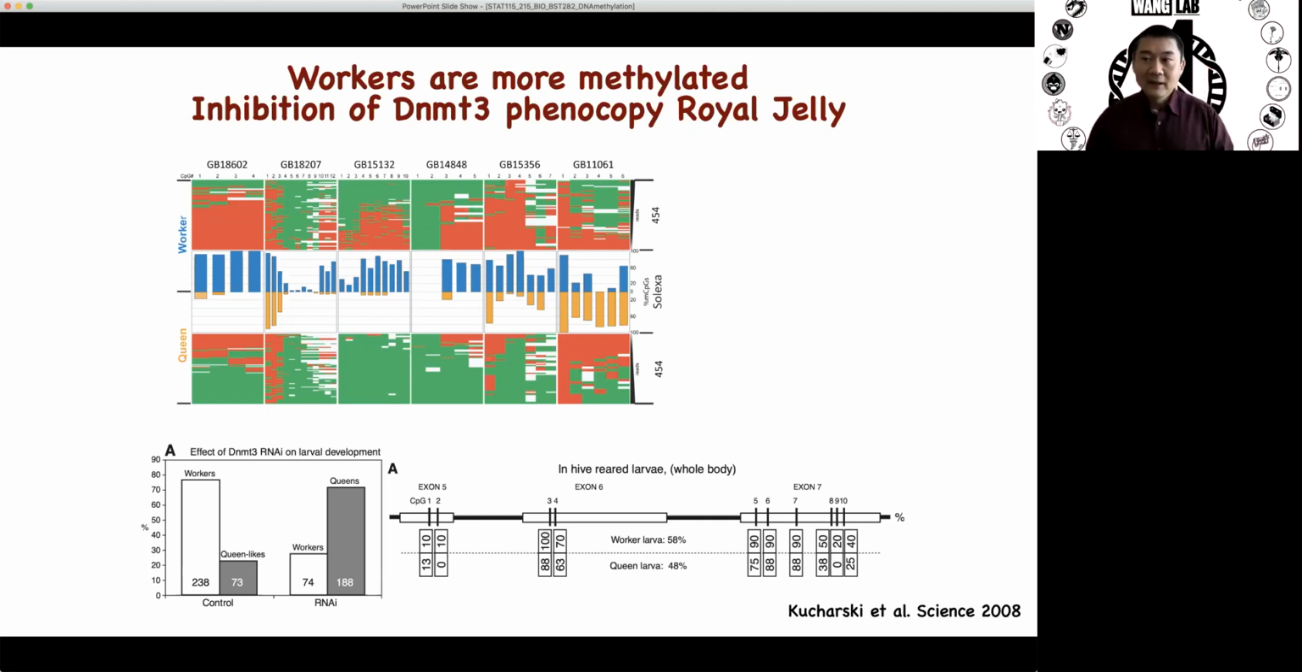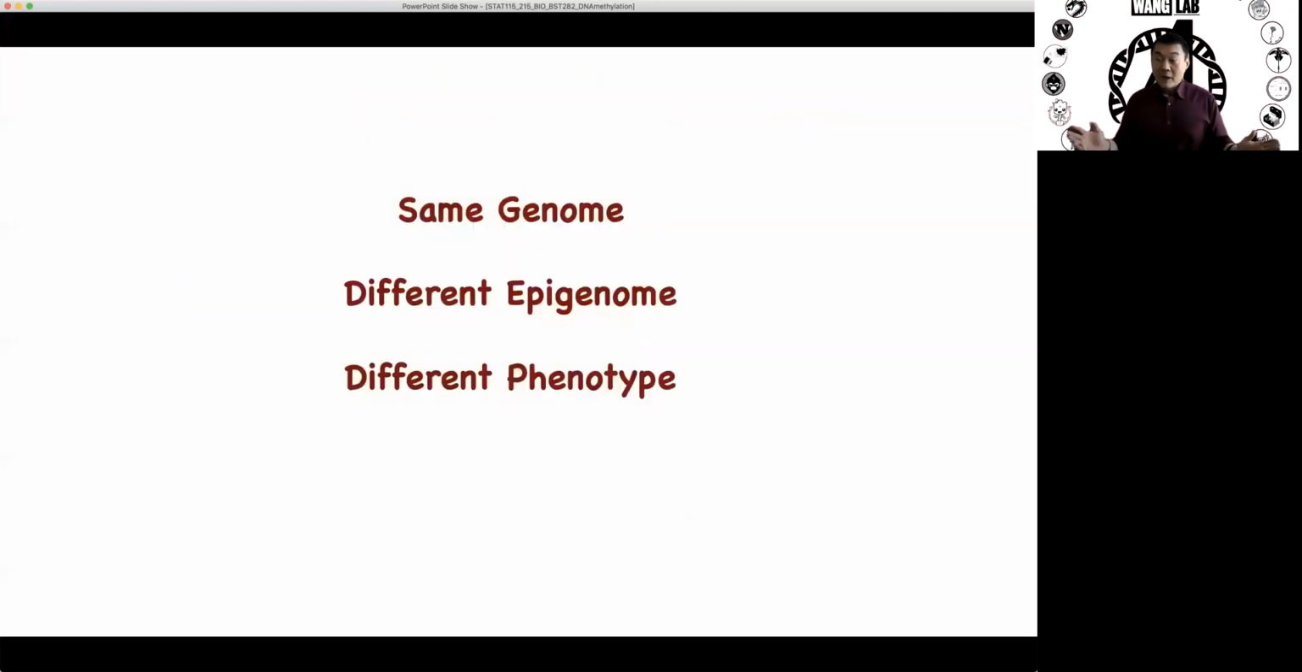And guess what? The worker bees start to grow an ovary. They start to behave like a queen. So this is another phenomenon where the phenotypic differences do not depend on differences in genotype. Rather, they depend on something on top of the genotype. That's epigenetics.